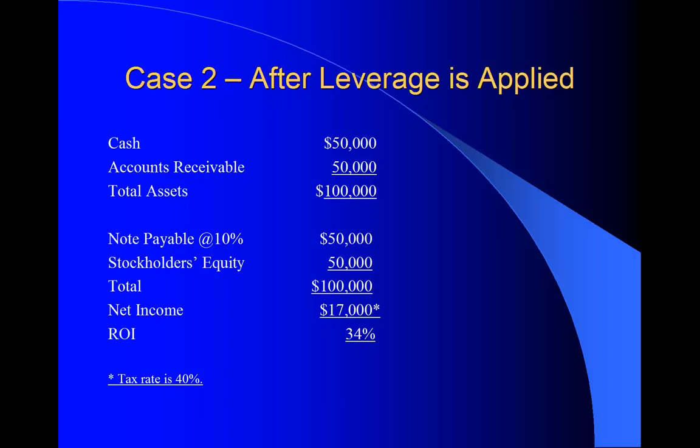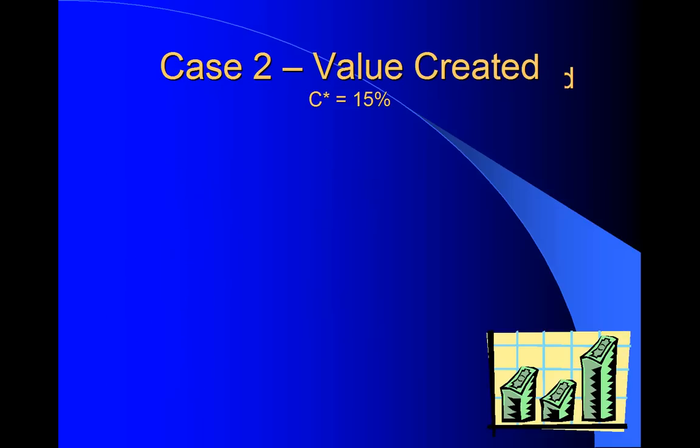That is 10% times $50,000 is $5,000 of interest expense, less the tax benefit at 40% of $2,000 that we get for being able to deduct that interest expense. Okay, so the after-tax cost is $3,000 for that note, which reduces our net income by $3,000. So instead of $20,000 of net income, we now have $17,000. Okay, so our return on equity in this case is $17,000 divided by $50,000 of stockholders' equity, 34%.